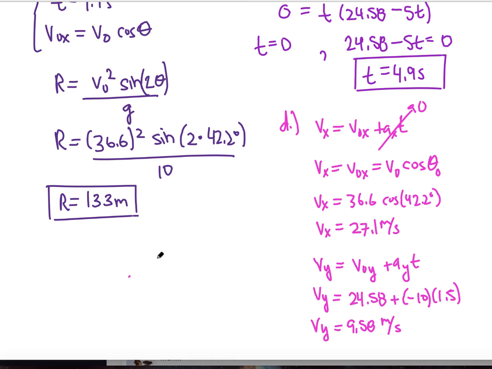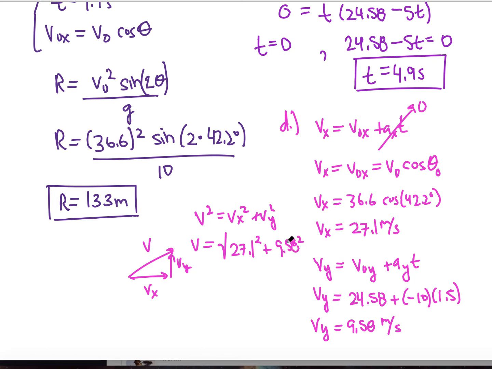So remember, this is a triangle. Here is my V, here is my Vy, here is my Vx. So V squared is going to be equal to Vx squared plus Vy squared. So using the Pythagorean theorem here, I have the square root of 27.1 squared plus 9.58 squared. And solving for my speed, I get 28.7 meters per second. So there is my speed of the projectile.